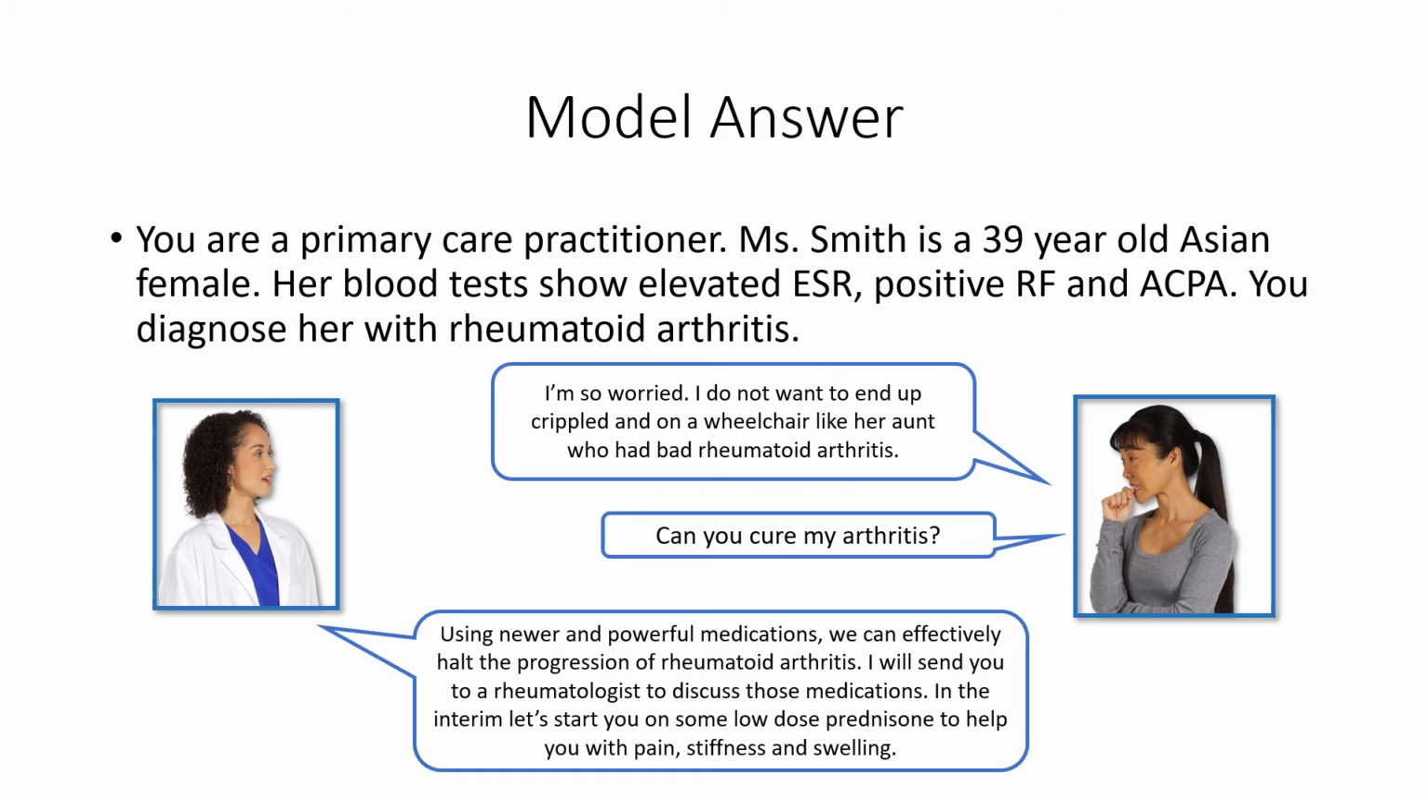This is how I may choose to answer this patient. Using newer powerful medications, we can effectively halt the progression of rheumatoid arthritis. I will send you to a rheumatologist to discuss those medications. In the interim, let's start you on some low-dose prednisone to help you with your pain, swelling, and stiffness.